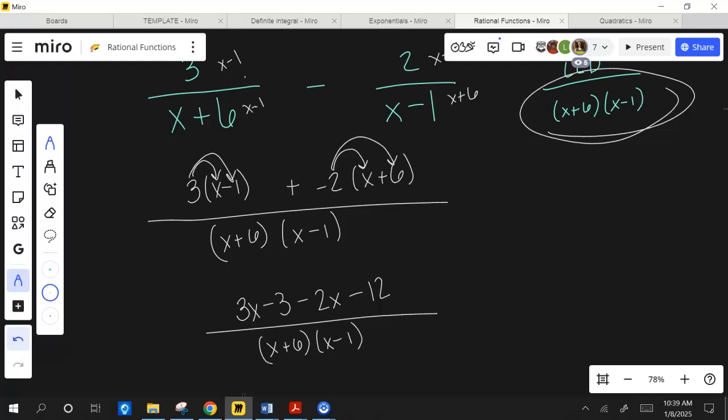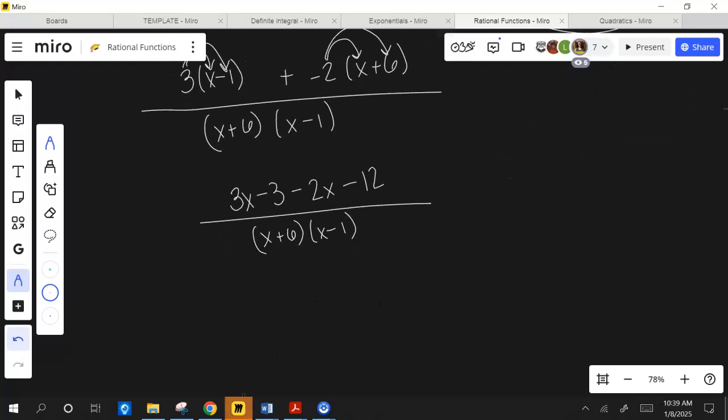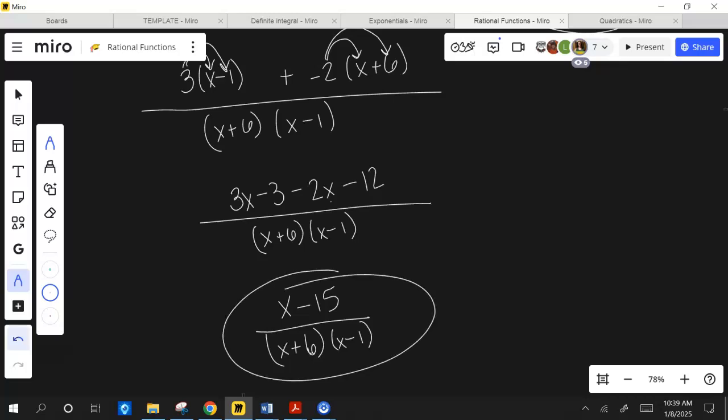Like terms. What's a like in the top? So 3x minus 2x is just x. What's negative 3 minus 12? Negative 15. I check to see if I can factor anything when I get to this point, but I can't. Nothing cancels, and so I'm done. Negative 3 and negative 12.